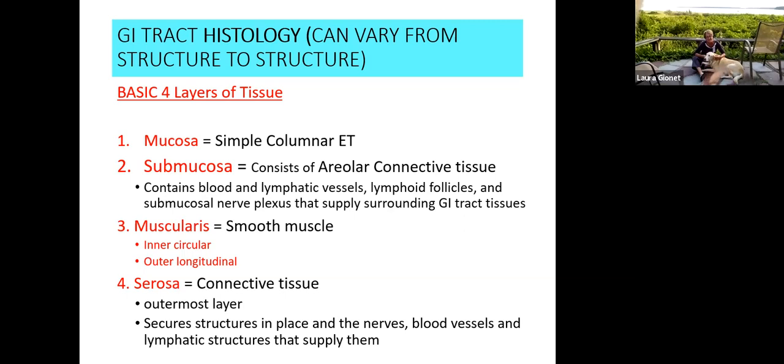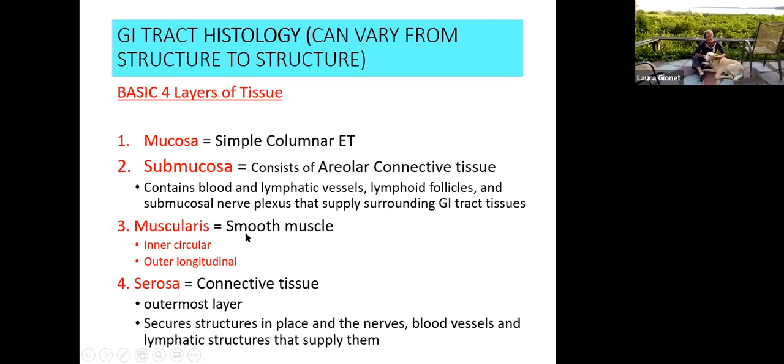The submucosa consists primarily of areolar connective tissue, because the entire system is lined with mucus, and the mucus is coming from the mucus glands of the submucosa. The submucosa contains blood vessels and lymphatic vessels, nerve plexuses that supply the GI tract, and mucus glands.